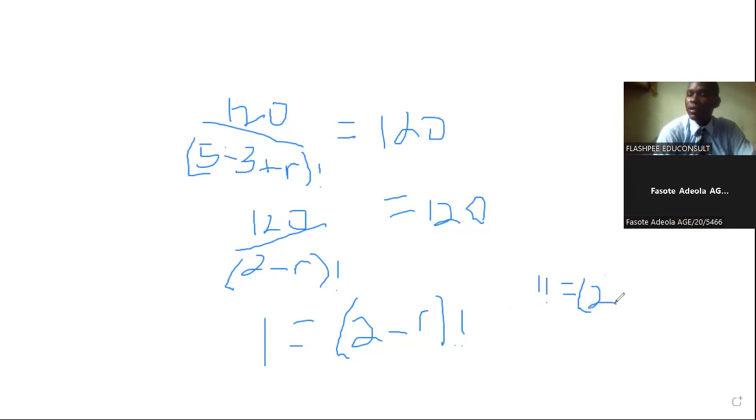So 1 factorial equals to 2 minus r factorial. So indirectly, we are able to cancel the factorial. So we'll now be left with 1 equals to 2 minus r. So r equals to what? R is equal to 2. Yes, sir. No. If r comes to the other side, r equals to 1. Yes, I mean the final answer. R equals to 1. So that is it. So that's the answer to that.